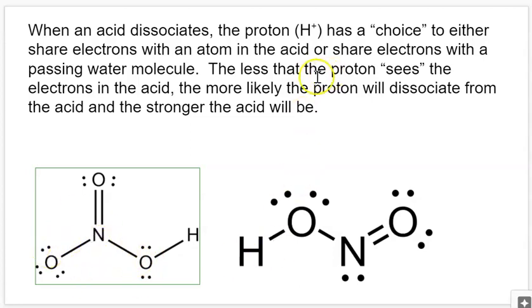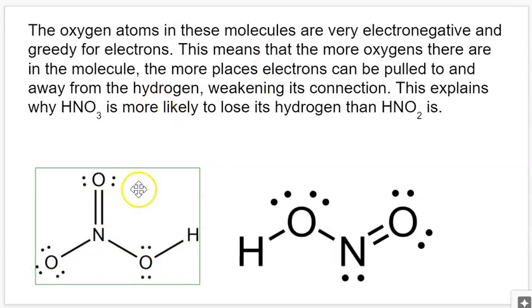And the less that the proton sees of the electrons in the acid, the more likely the proton is to dissociate, because the H+ is chilling here on the molecule and it has a choice to either stay here on the molecule or try to jump off and jump onto a water molecule to make hydronium. It's going to depend on what is a stronger pull for that hydrogen ion. If the electrons are being pulled towards the rest of the molecule, and the more electronegative the rest of the molecule is, the less that hydrogen ion is going to see those electrons, and therefore the weaker the bond is going to be.